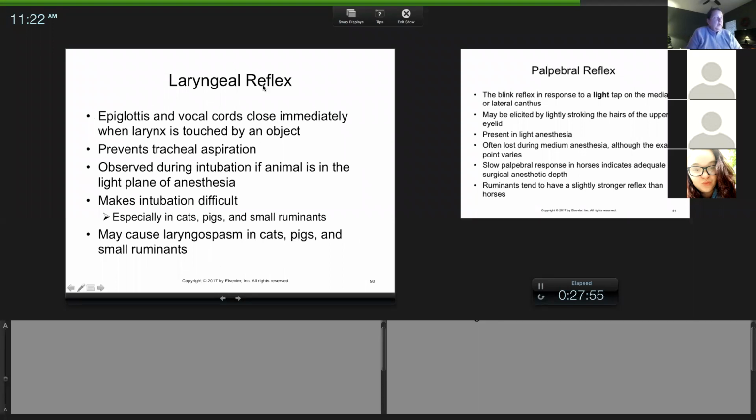The laryngeal reflex is very close, laryngeal and swallow kind of go together, because the epiglottis and the vocal cords, which are all part of the larynx, if they're touched, they should close. The epiglottis should close, the larynx closes, and it prevents aspiration. The only time you're looking at this is during intubation. Once they're intubated, we don't typically assess the laryngeal reflex. You'll just look for the swallow reflex.